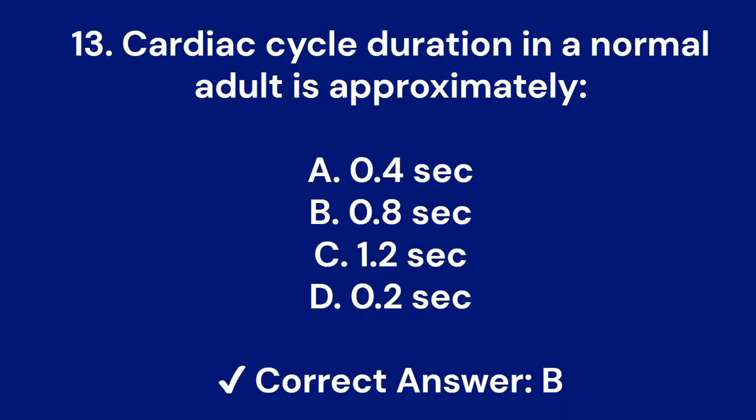13. Cardiac cycle duration in a normal adult is approximately: A. 0.4 seconds, B. 0.8 seconds, C. 1.2 seconds, D. 0.2 seconds. Correct answer: B. 0.8 seconds.